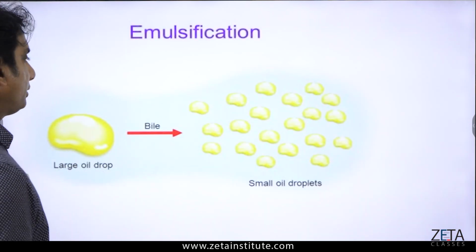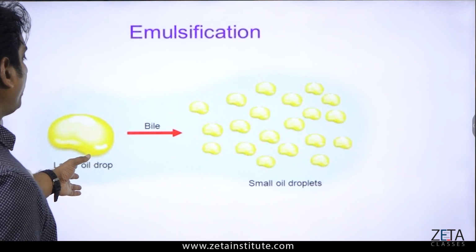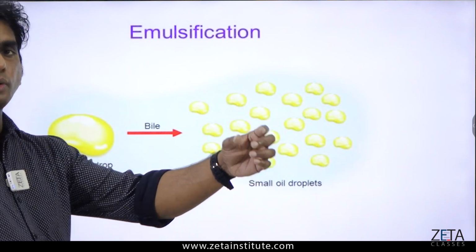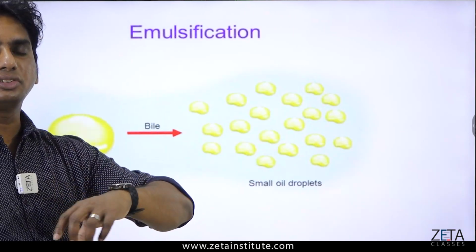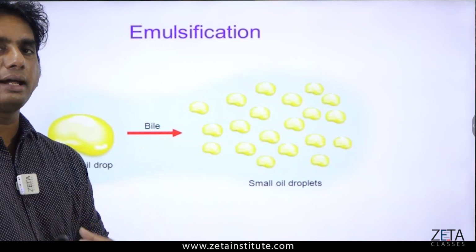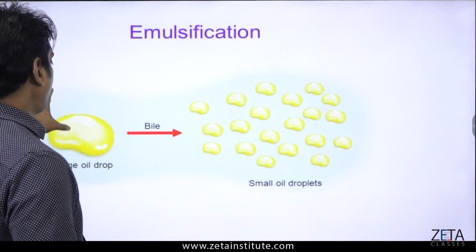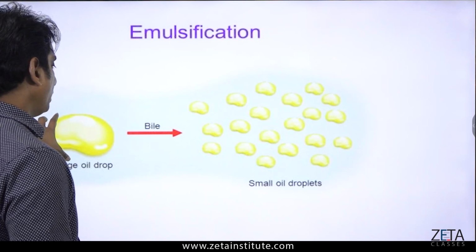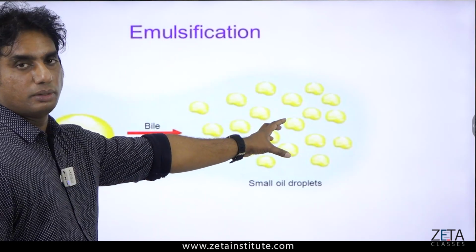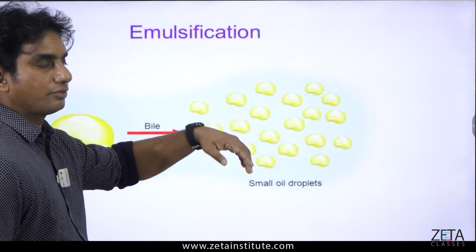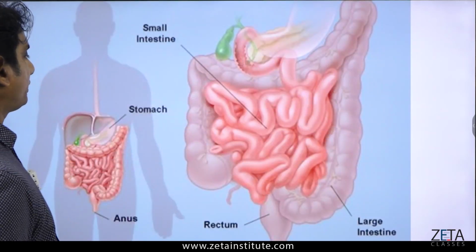Emulsification, mainly of fat. If you had a piece of butter or curd or cheese, or egg or any chicken, any non-veg item, that particular fatty food item will be a bigger one. It has to be converted into simpler molecules. So bile acts on it and forms smaller oil droplets.